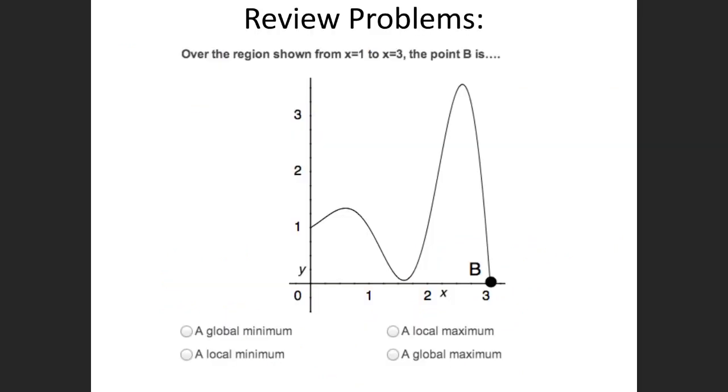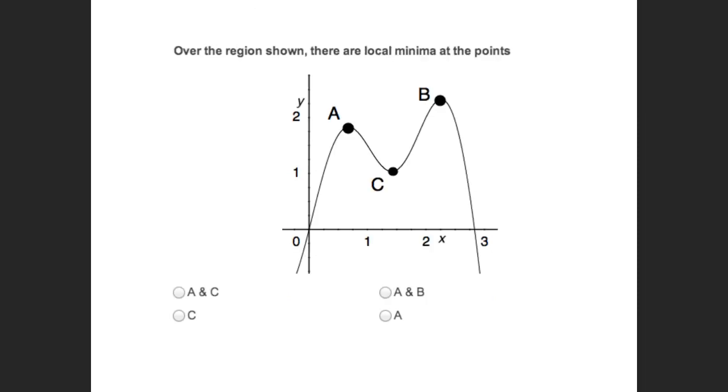So this is Khan Academy. They use local maxes and then global and local. So in this one it says over the region shown between x equals 1 and x equals 3, the point B is, and I would say that is a global minimum. I wouldn't say global, I would say the absolute minimum, because it is the lowest point on there. But Khan Academy uses different terminology than most textbooks do.